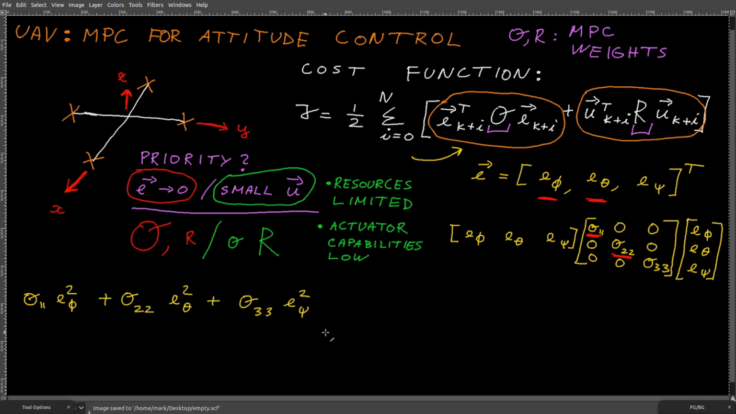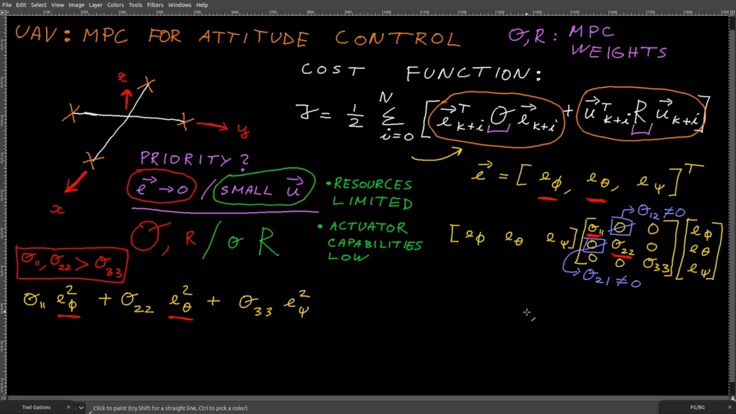If you write out the matrix vector form, you will have three quadratic terms. E phi squared and E theta squared will be minimized more forcefully compared to the E psi squared. What if I decide to put weights in the off-diagonal elements in the Q matrix, in Q12 and Q21?